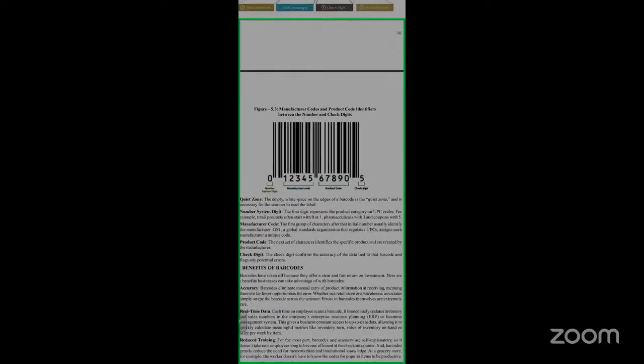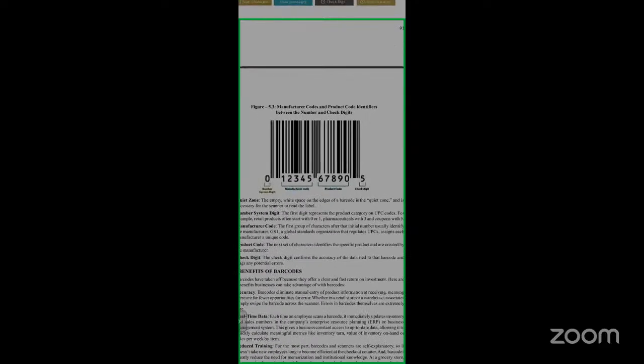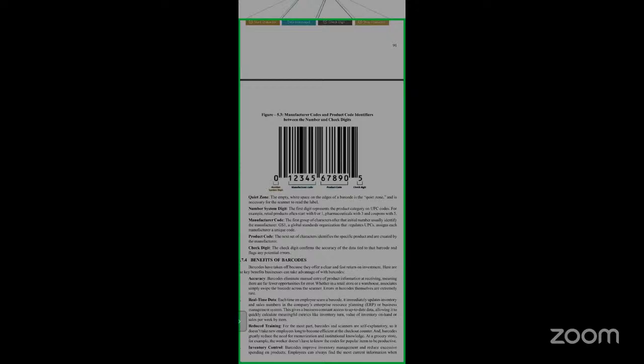Then comes the product code. If you look at here, 67890. This is the product code. It explains about the product created by the manufacturer and specifies what the product actually is. And the check digit confirms the accuracy of the data displayed in these lines, whether it is correct or not. That is checked by the check digit, which is number 5.